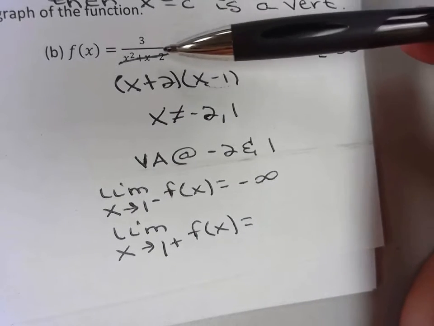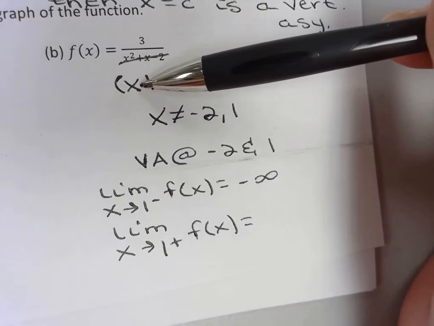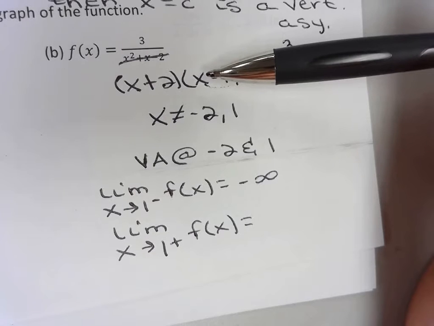So I have a 3 on top. As I approach 1 from the right, let's plug in 5. Let's just see what happens. If I plug in 5, I get a what in the denominator?